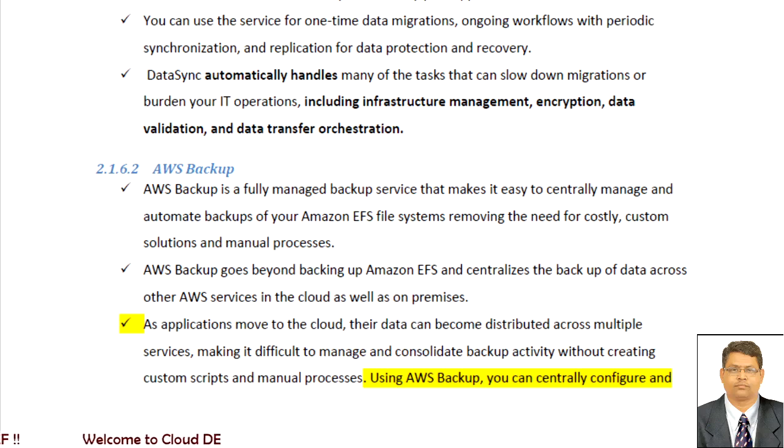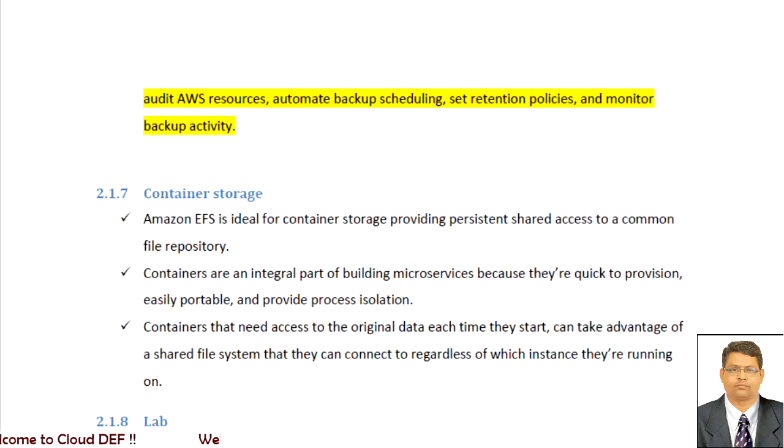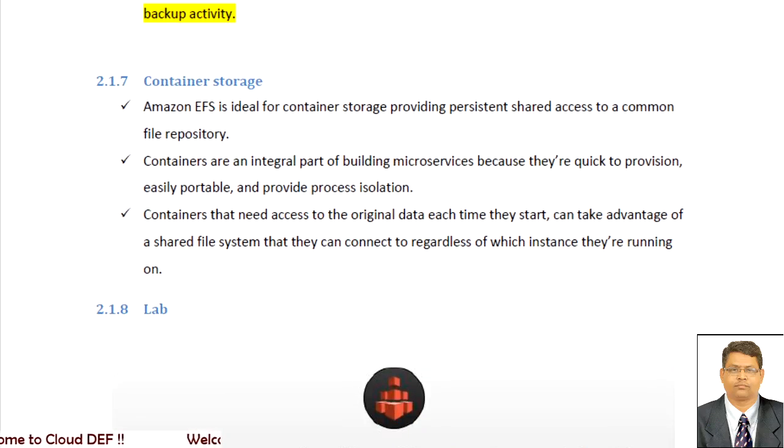As applications move to the cloud, their data can become distributed across multiple services, making it difficult to manage and consolidate backup activity without creating custom scripts and manual processes. Using AWS Backup, you can centrally configure and audit AWS resources, automate backup scheduling, set retention policies, and monitor backup activity. 2.1.7 Container Storage. Amazon EFS is ideal for container storage, providing persistent shared access to a common file repository.